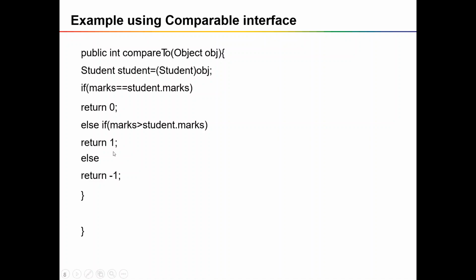If you want to sort in ascending order, here you can return 1 and -1. If you want to sort in descending order, in the first return you attach -1, and in the second return you attach +1. In that case, TreeSet performs descending order based sorting, right?